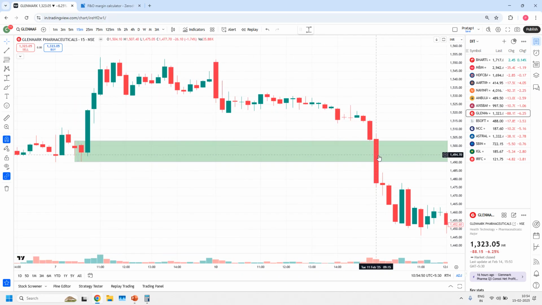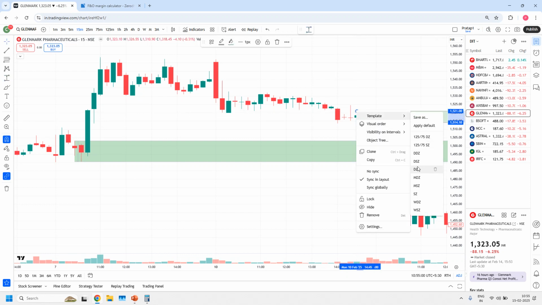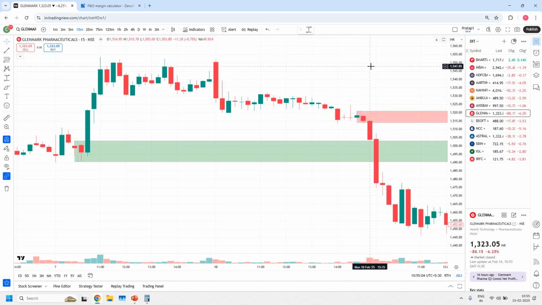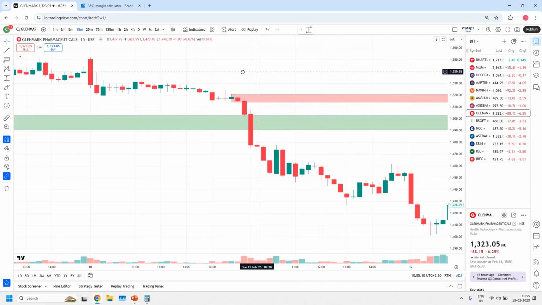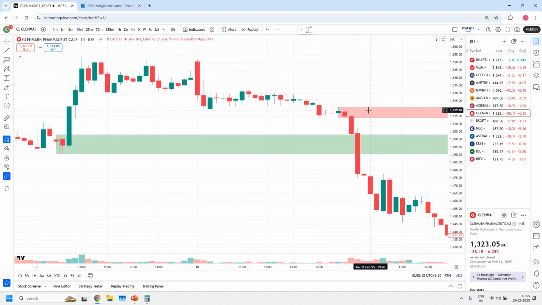When prices entered here on Tuesday morning, the 9:15 candle, where is the nearest supply zone, the 15 minute supply zone? This is the one. This should be your target, this should be your entry. If you are planning your trade, do we get RR? No, you won't get RR.